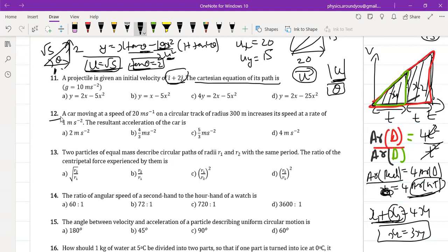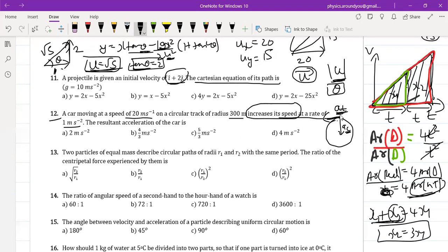Now, question number 12. A car is moving at a speed of so and so on a radius of 300 meters, and increases speed at a rate of 1 meter per second squared. Whenever you see something moving in a circle and increasing its speed, it is non-uniform circular motion, not uniform circular motion, because its speed is changing. So how do you find the acceleration? For an object in non-uniform circular motion, there are two accelerations: the tangential acceleration and the centripetal acceleration. Total acceleration of the particle is the vector sum of tangential and centripetal.